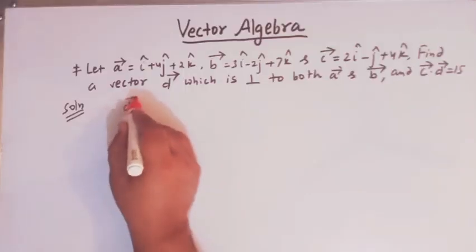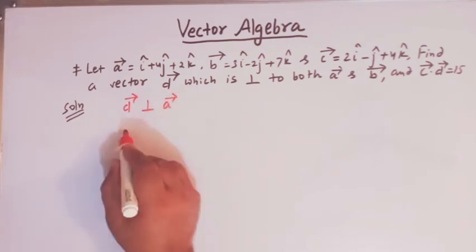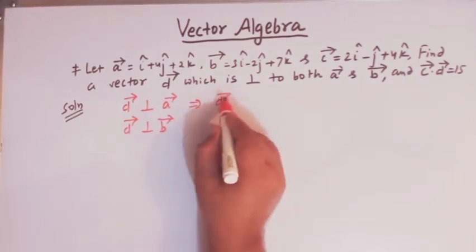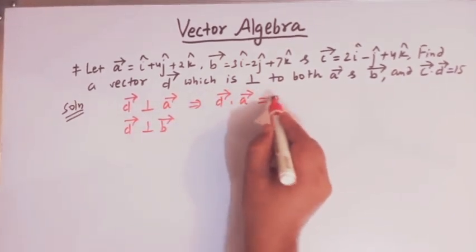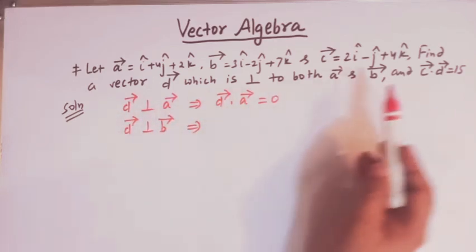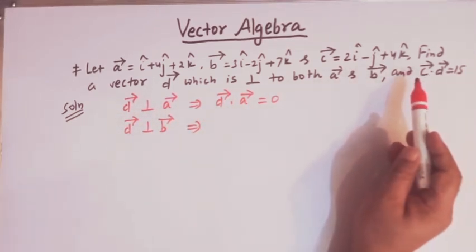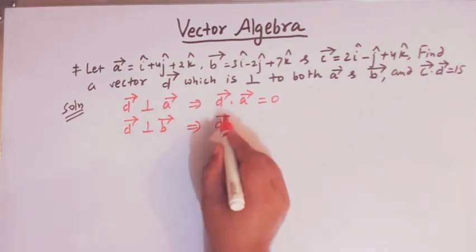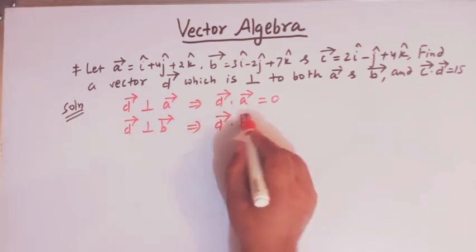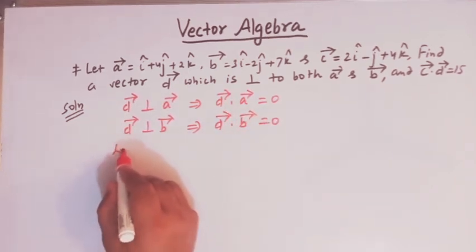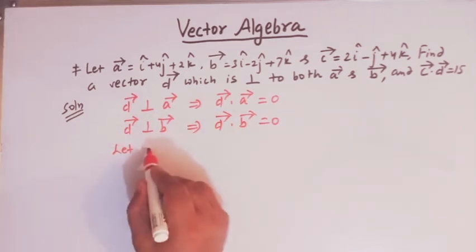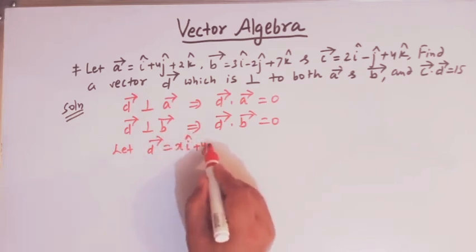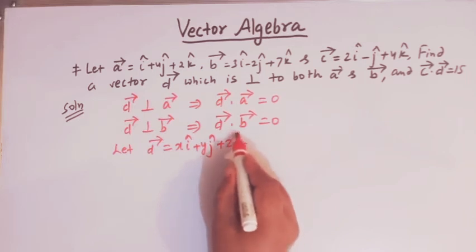So here the vector D is perpendicular to vector A and D is perpendicular to vector B. So this implies that the dot product of vector D and vector A should be 0, because if two vectors are perpendicular, then their dot product is always 0. Similarly here vector D dot vector B is equal to 0. Now suppose let vector D be equal to say xi cap + yj cap + zk cap, right?